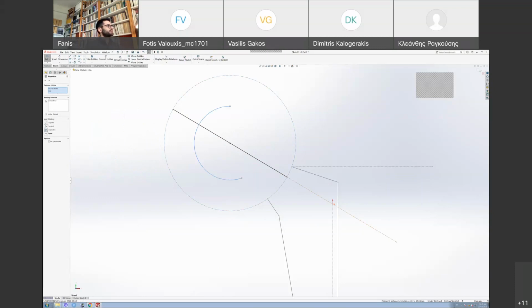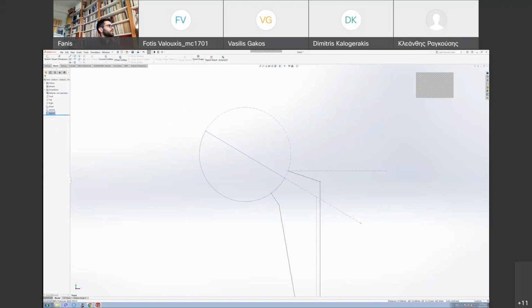Okay, so I'll make this concentric, I'll make this coradial, and I will merge these points. I will merge these points again. So we exit the sketch.